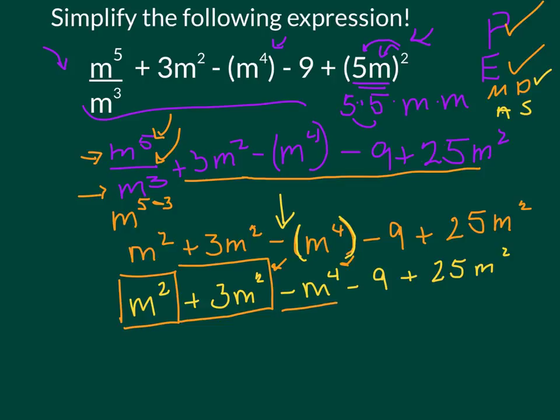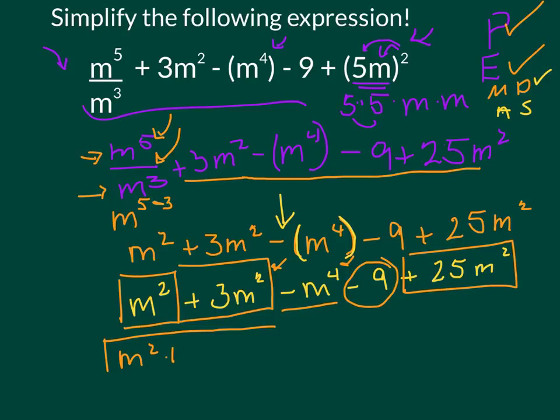Minus 9. This is a constant. It doesn't have any variables with it. I'm actually going to circle that. Plus 25m squared. I'm putting that in a box. Do not forget when you sort them to put the addition subtraction sign in front of each of those so that you know what to do with them. So now, of course, I'm going to reorganize. I'm going to put all my boxes together here. I've got m to the second power plus 3m to the second power plus 25m squared. All of that goes in a box.